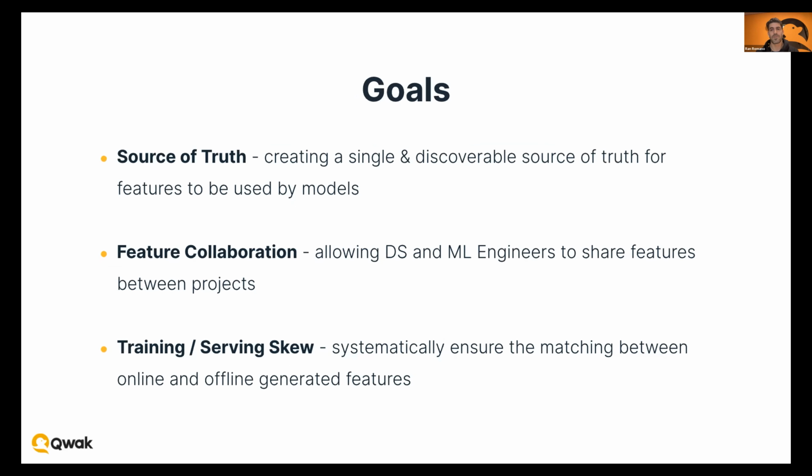And from these problems, we can derive the purpose or goals of a feature store, which is, one, creating a single curated, discoverable source of truth for features on the organization level. Second, to enable reuse and collaboration on features between different models. And third, to systematically ensure the consistency between features generated for offline, aka training purposes, and online serving purposes.